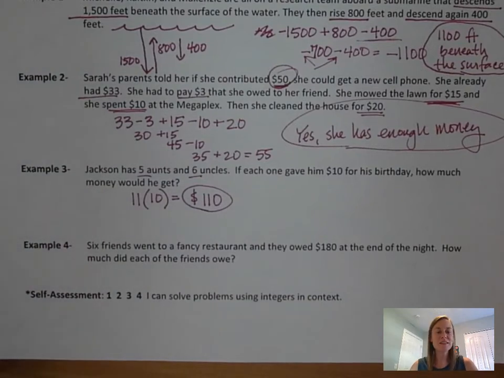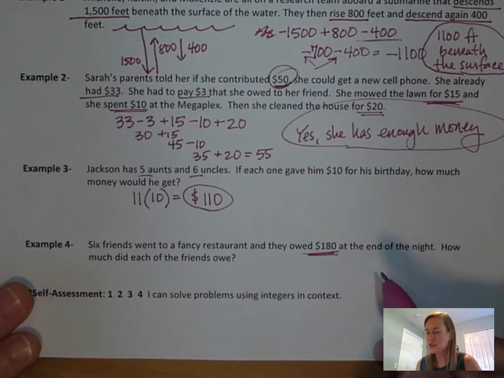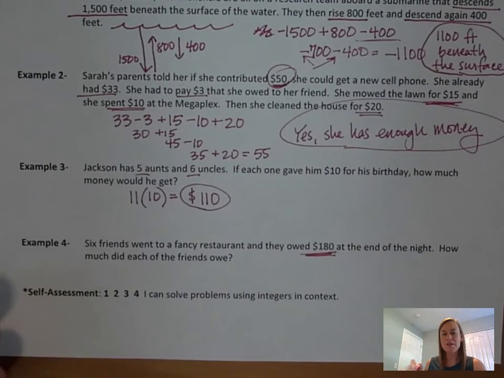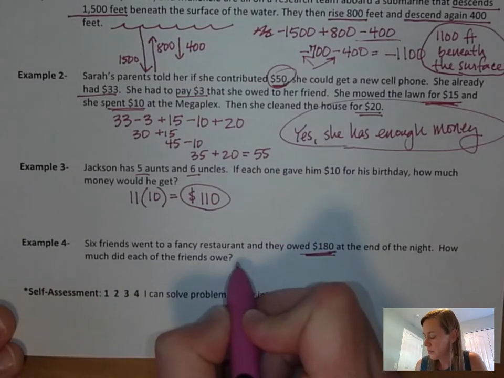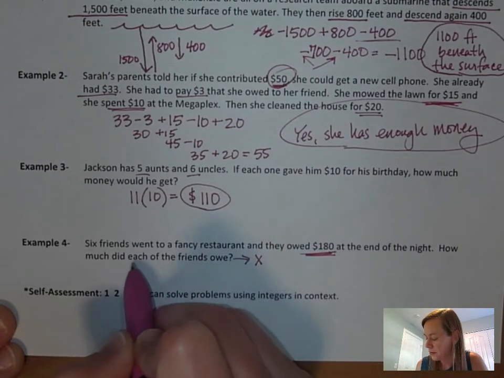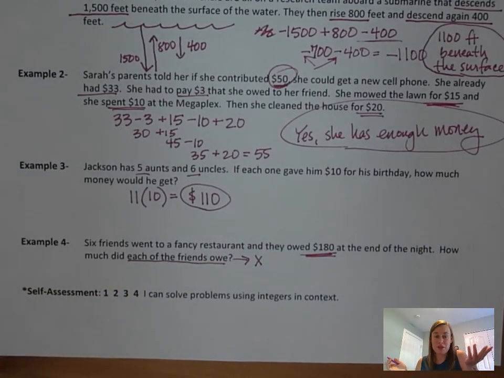Example 4. 6 friends went to a fancy restaurant and they owed $180 at the end of the night. How much did each of the friends owe? So we're assuming that the 180 is the total for all 6 of them. And we're also assuming that they're going to split the bill evenly, so everyone owes the same amount. Okay, so you have 6 friends and they owed a total of 180 at the end of the night. How much did each of the friends owe? Okay, so the amount that each friend owes, let's represent that with an X. So each friend owes, we don't know how much, so that's going to be X.